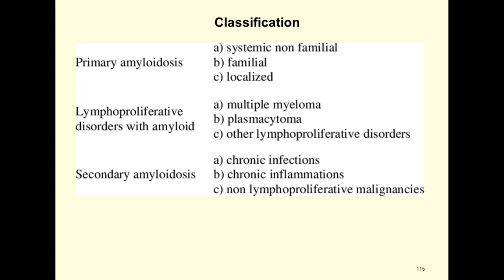So, primary amyloidosis, lymphoproliferative disorders with amyloid, and secondary amyloidosis. Primary amyloidosis means there is no preceding history of disease. Secondary amyloidosis means we had some disease previously, and right now we have a complication. These are chronic infections and chronic inflammations, one of the most common questions in your MCQ.